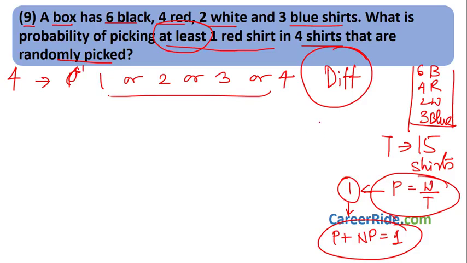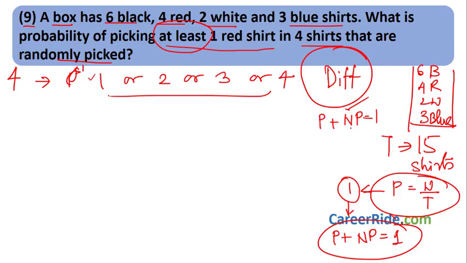That means the probability of choosing at least one red shirt plus the probability of choosing no red shirt at all should be equal to 1. Now why did I say no red shirt at all? Because at least one includes 1 red shirt or 2 red shirts or 3 red shirts or 4 red shirts. So all these possibilities are gone, right? Regarding red shirts, all the possibilities are gone.